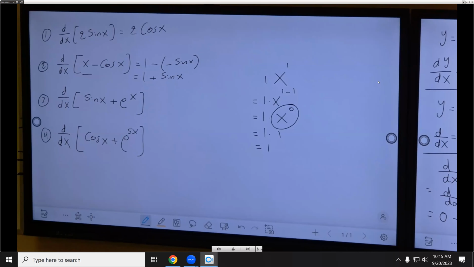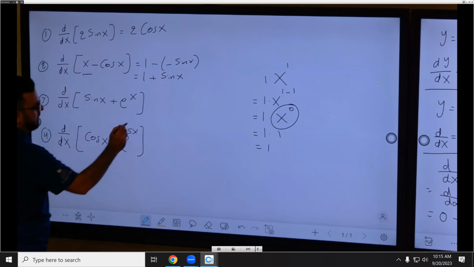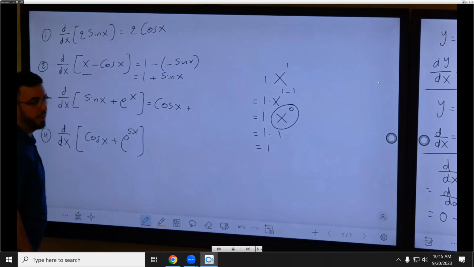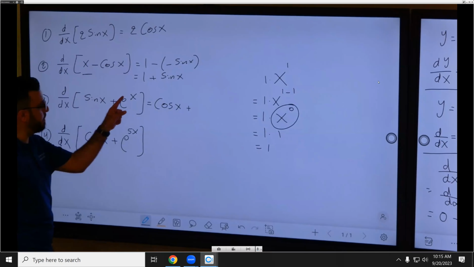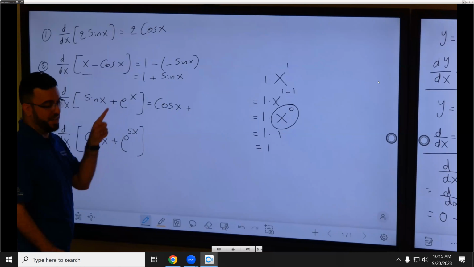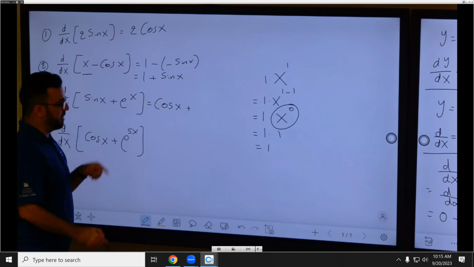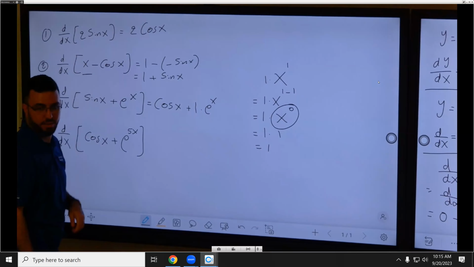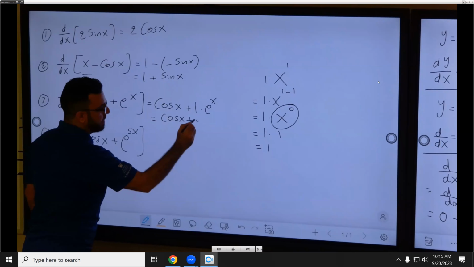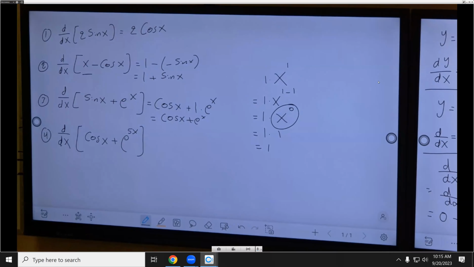Third one. What's the derivative of sine? Cosine x. Now, what's the derivative of e to the x? e to the x, the same thing. How much is the number here? 1. So that means you're going to write 1 times the same function, okay? So 1 times any function is the same thing. Plus e to the x. Okay?